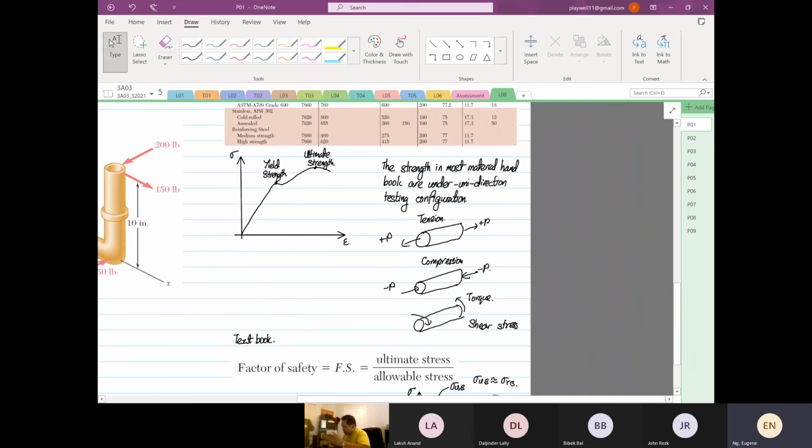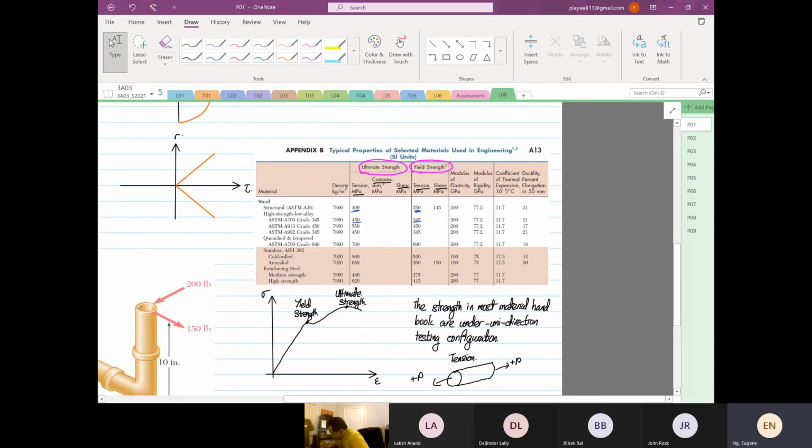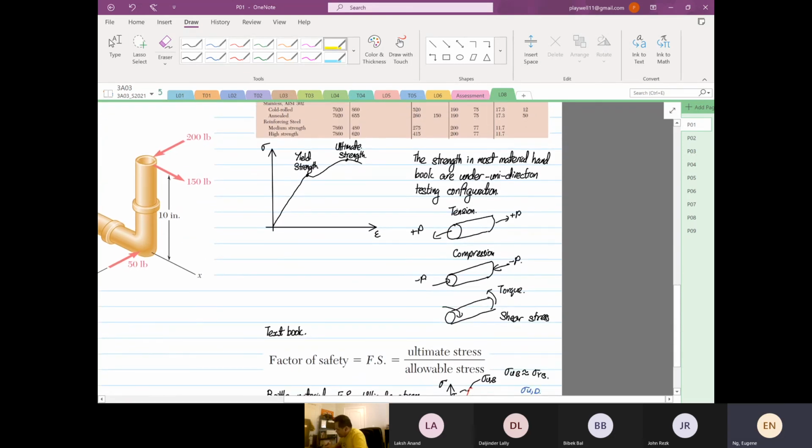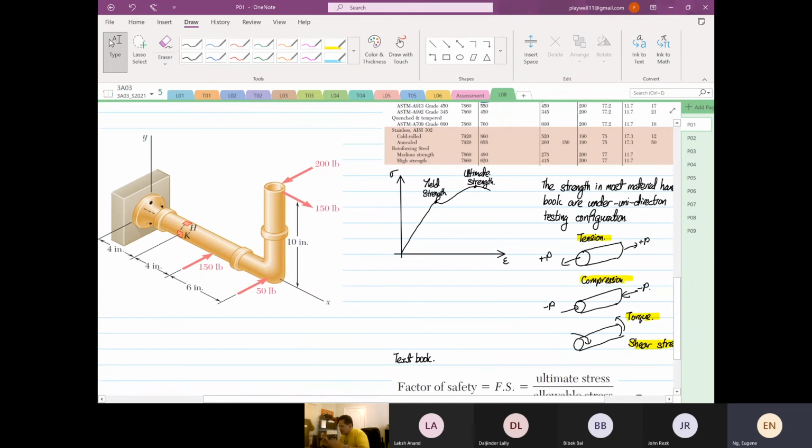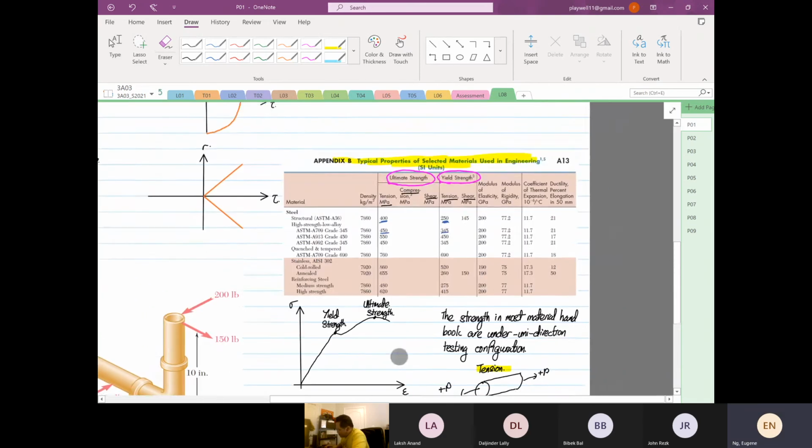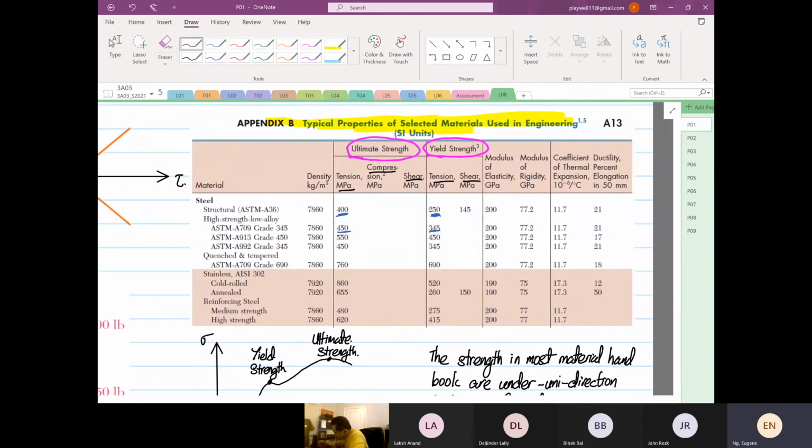Whereas in a test from the materials handbook, like what you see in this table over here, the tests are carried out in either just tension, when I say just tension, they just do tension, just compression, just torque, shearing stress. They cannot do tests like how your structure is loaded. So all these stresses over here are all unidirectional.